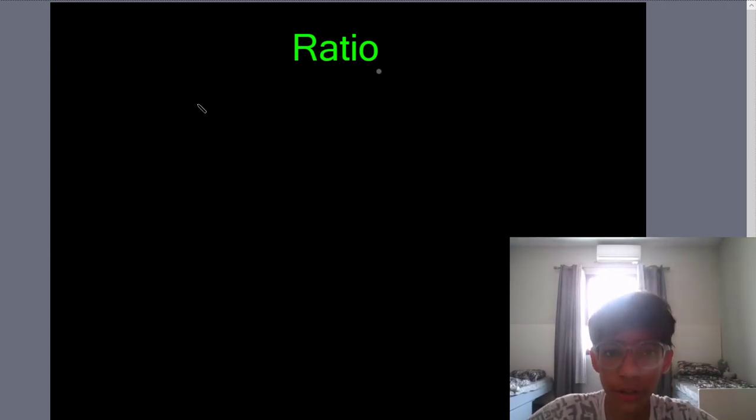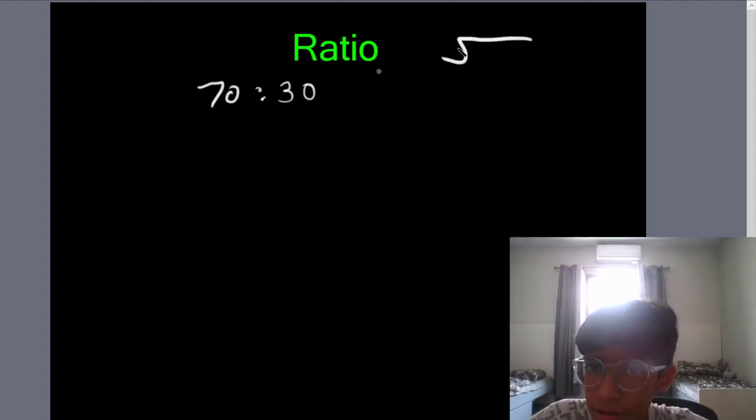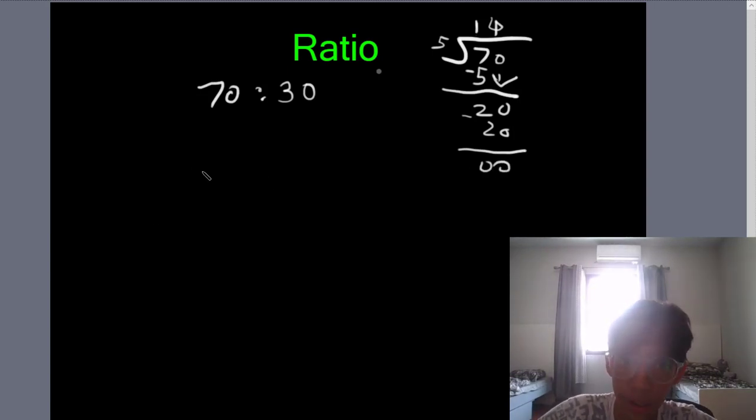So let's get started. The question is 70 ratio 30. So we are going to divide this by 5. So we'll write 70 here, 5 here. 5 ones are 5, 7 minus 5 is 2, which comes down. 0 comes down, that would be 20. 5 4s are 20, we'll minus the 20 with 20 and the answer would be 14. So 14 divided by, ratio.